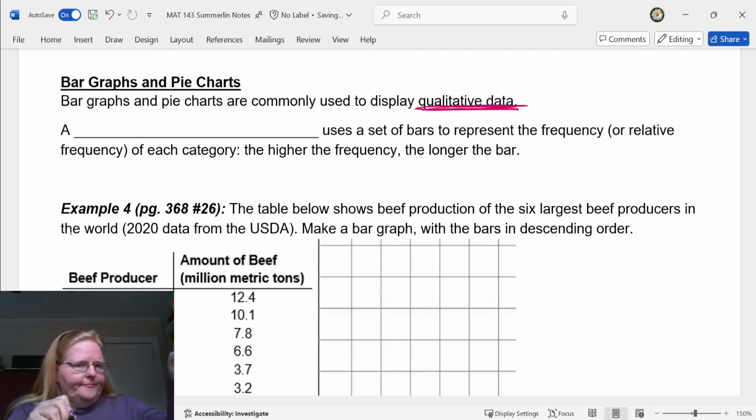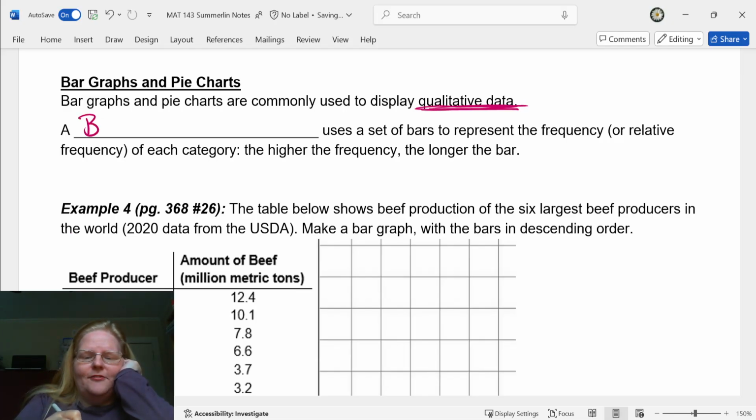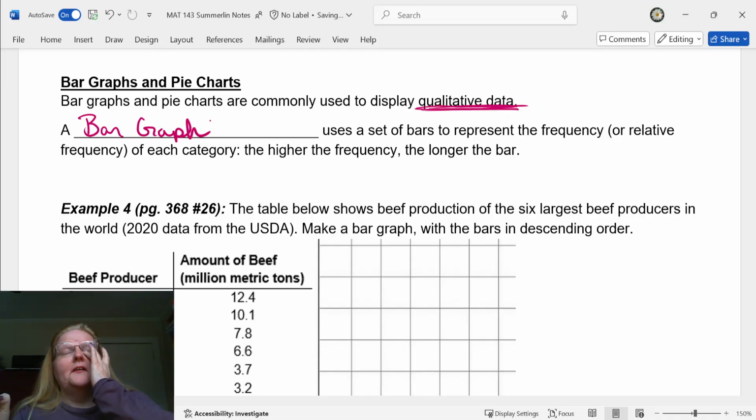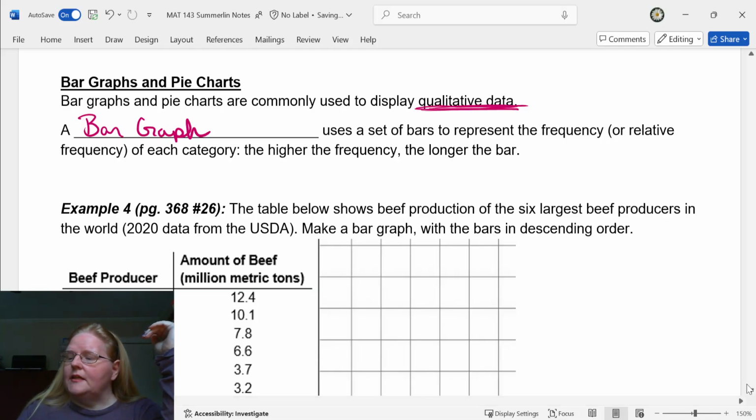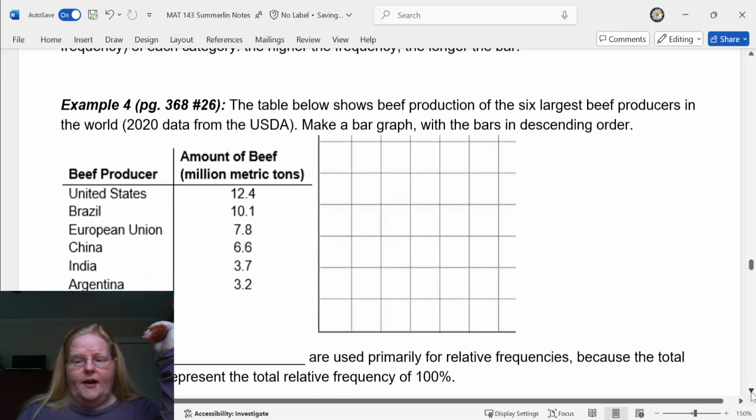Hold on a second. This helps. A bar graph, not that I didn't know that, but anyway.